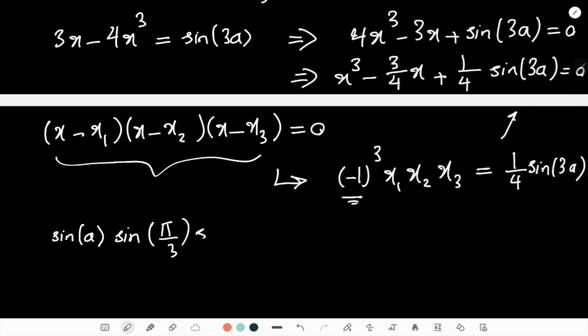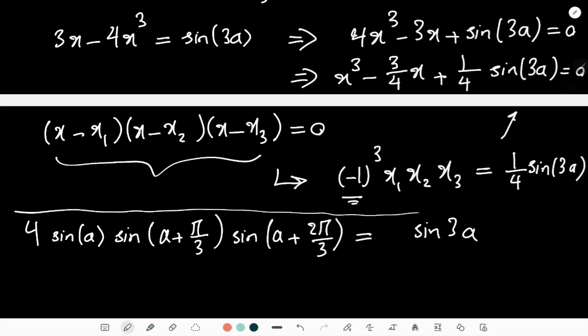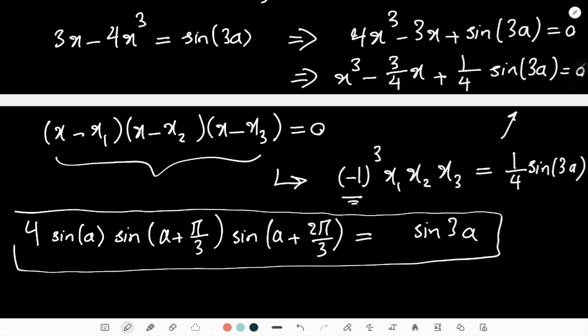times sine of, I'm sorry, I have to put a plus, pi over 3 times sine of a plus 2 pi over 3. This is nothing but 1 over 4 sine of 3a. So let's just bring that 4 here. In other words, I can write sine of 3a in this way.